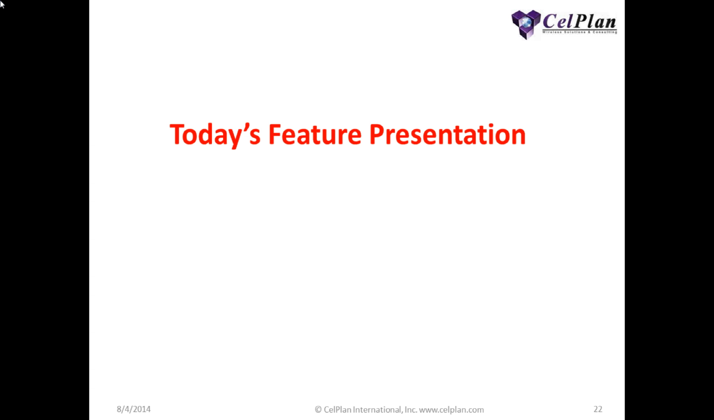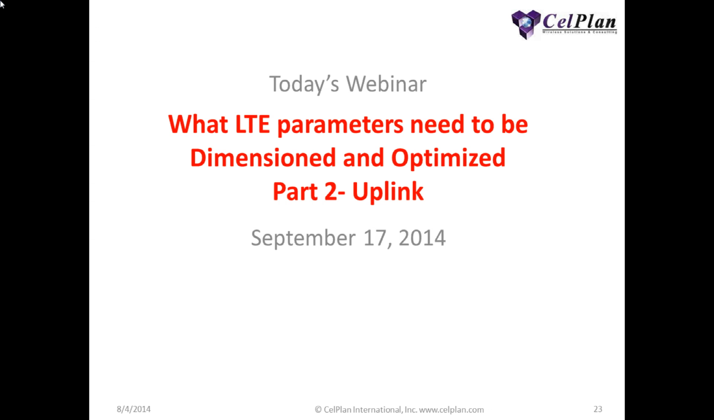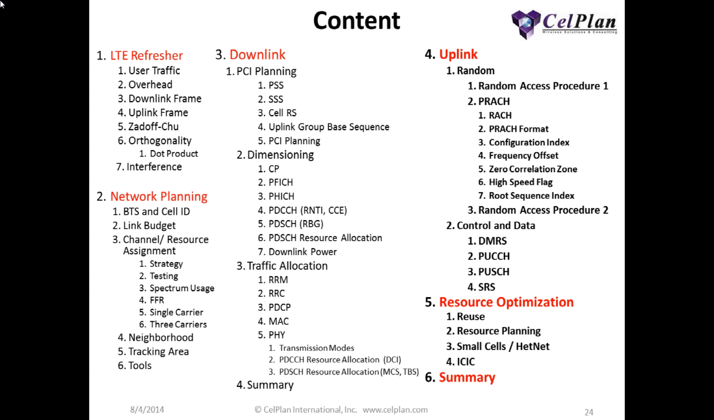So let's go to today's feature presentation. What LTE parameters need to be dimensioned and optimized? Part 2, uplink. This is the total content of this webinar. We had an LTE refresher last time, network planning, and we covered the downlink. So today we will cover the uplink: the random access, control and data. Then we will speak about resource optimization, and finally a summary.